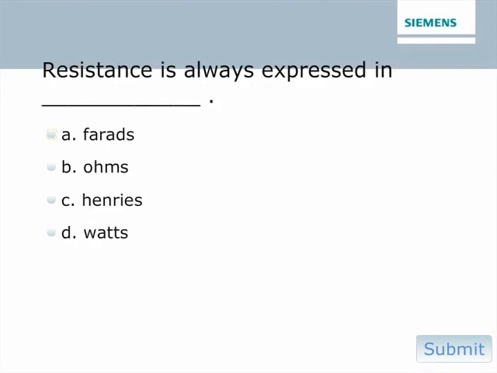Question 17. Resistance is always expressed in blank. Is it A, farads, B, ohms, C, henries, or D, watts?